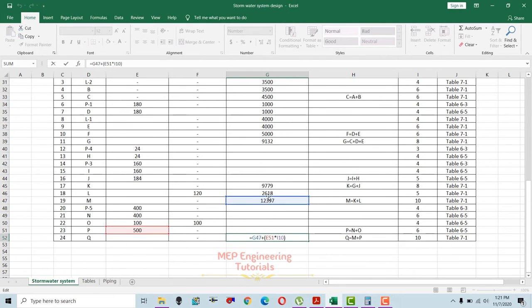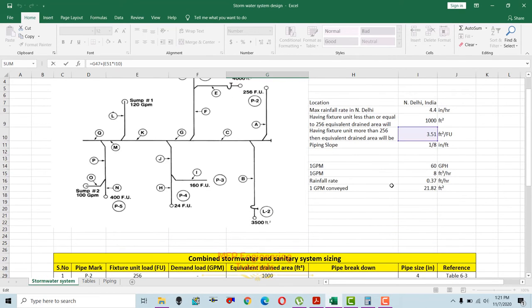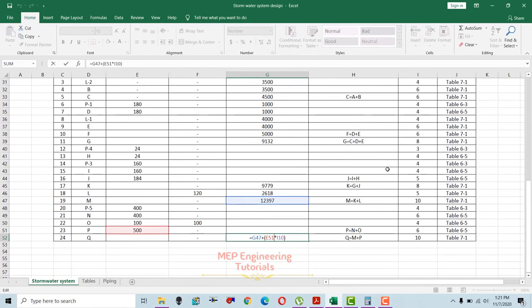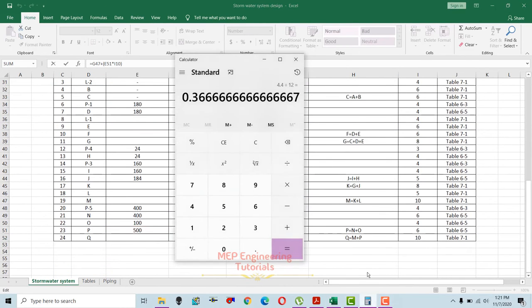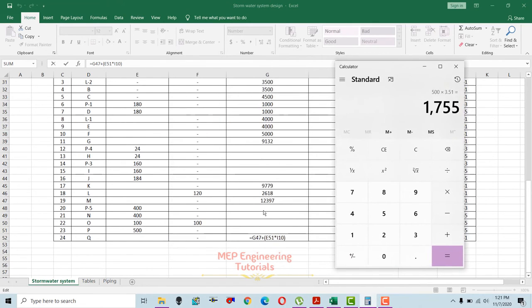So G47 is this value. We directly have the equivalent drained area plus this value. Fixture units are 500. Since we said that if we have fixture unit more than 256, we require 3.51 square feet per fixture units. So we have 500. So 500 into 3.51, it will be 1755 plus 12397.